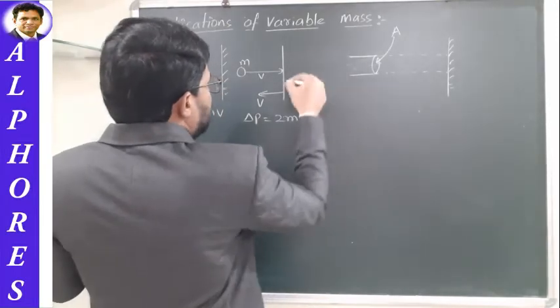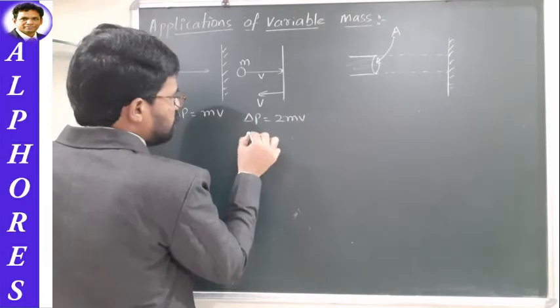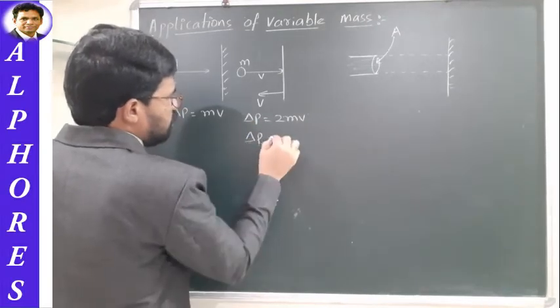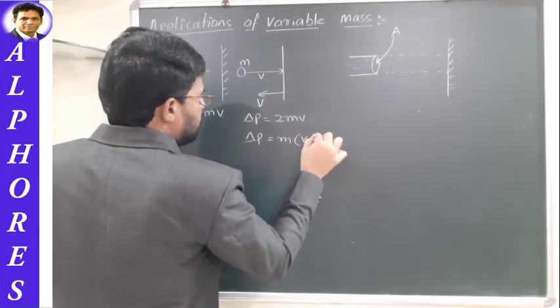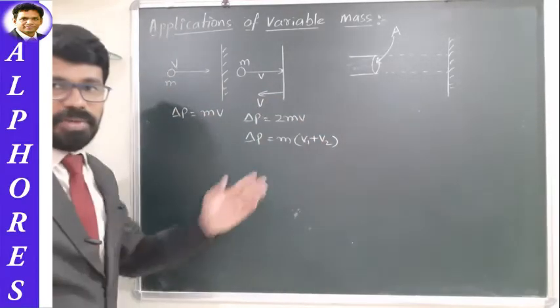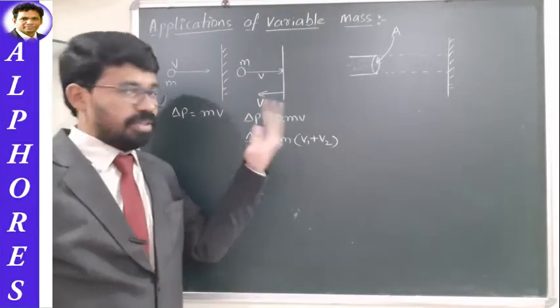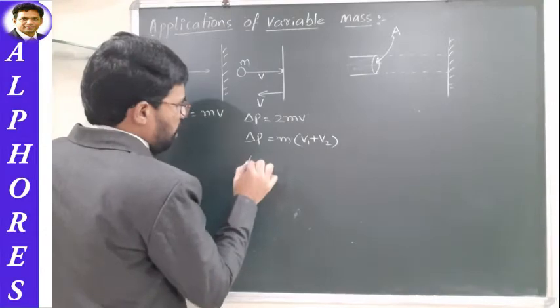What if the ball is rebounding with a different velocity? In that case, change in momentum is expressed as m times (v1 plus v2). Let us say with a velocity v1 it is striking the wall, and with a velocity v2 it is bouncing back. What if it is striking at some angle with the wall?